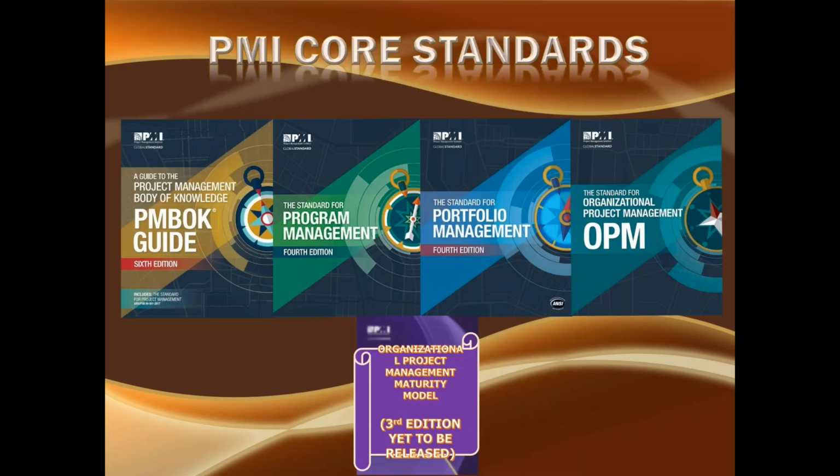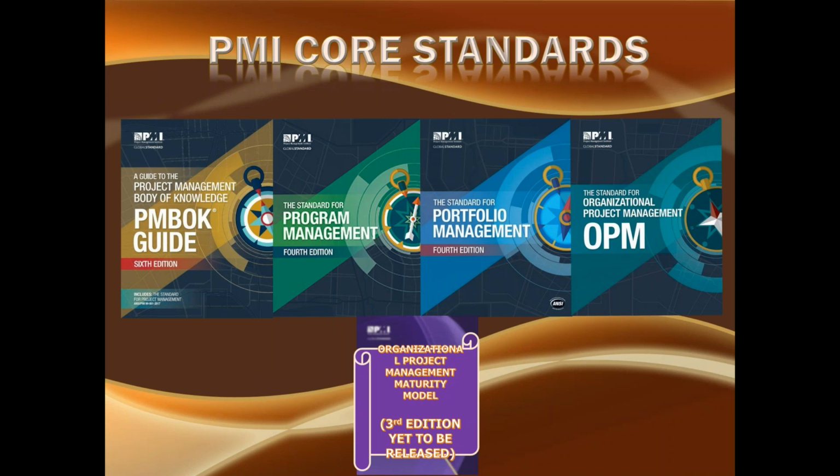Then the core standards, the foundational core standards of PMI, which I just told you: the Guide to the Project Management Body of Knowledge, program management, portfolio management, and organizational project management. These four books put together are called the core standards of PMI, because they encompass the disciplines of project management, program management, and portfolio management, and all three put together are called organizational project management. So this is what the core standard is.